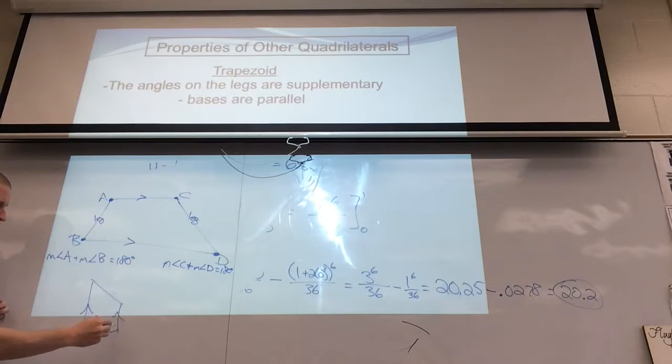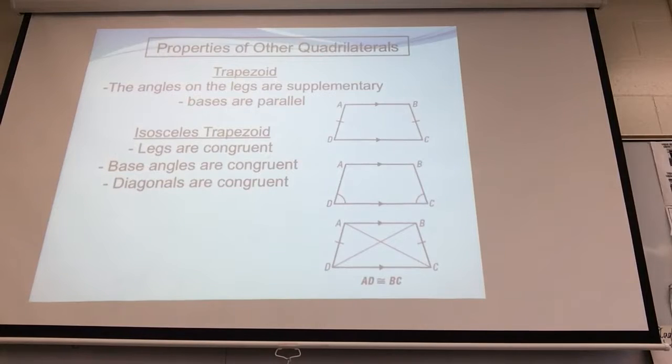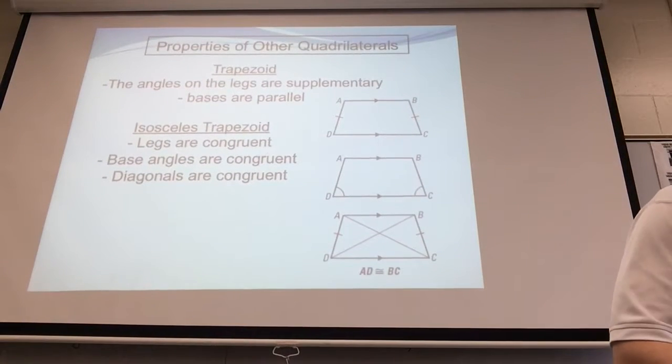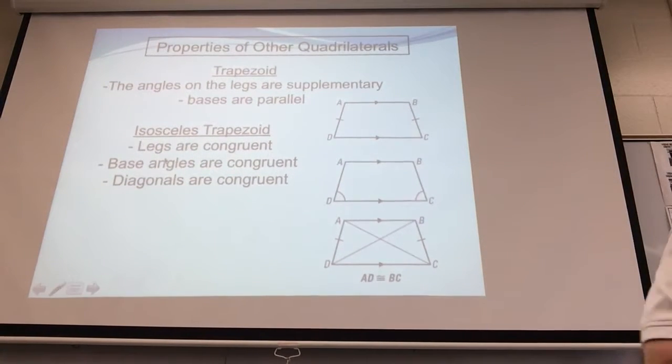Like if that was my parallel sides, that would still be a base. So that would be like B and A, and that'd be like D and C. So there's your leg, and there's your leg. Got a little bit more. Obviously, for it to be isosceles, the legs have to be congruent.